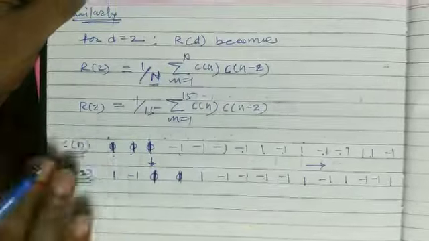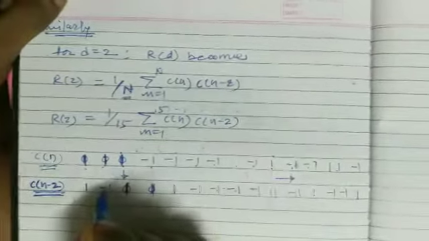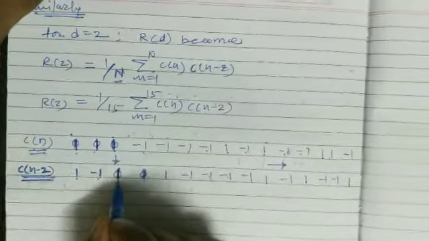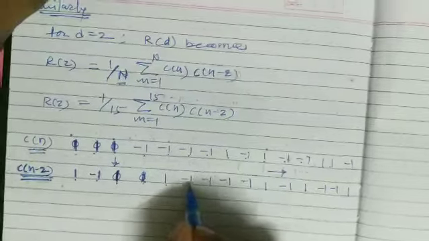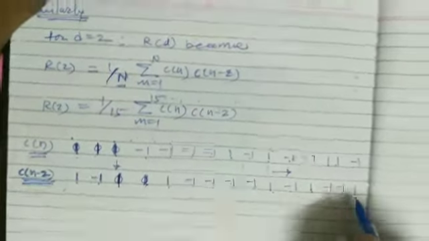Now to obtain this C of n minus 2, we need to shift this C of n towards right by 2 bits. So after shifting this C of n towards right by 2 bits, we will get 1 minus 1 1 1 1 minus 1 minus 1 minus 1 minus 1 1 minus 1 1 minus 1 minus 1 1.